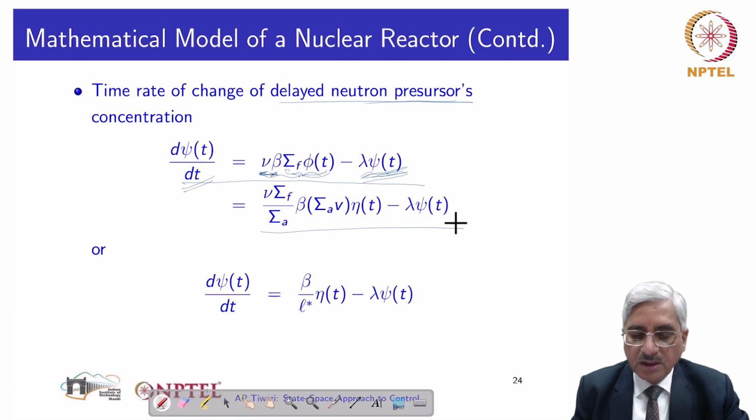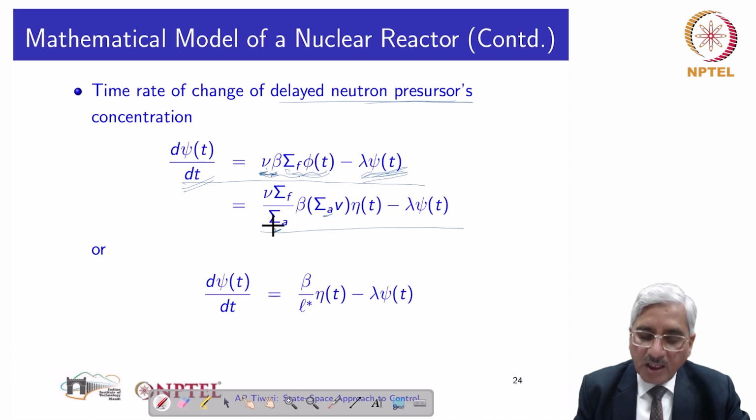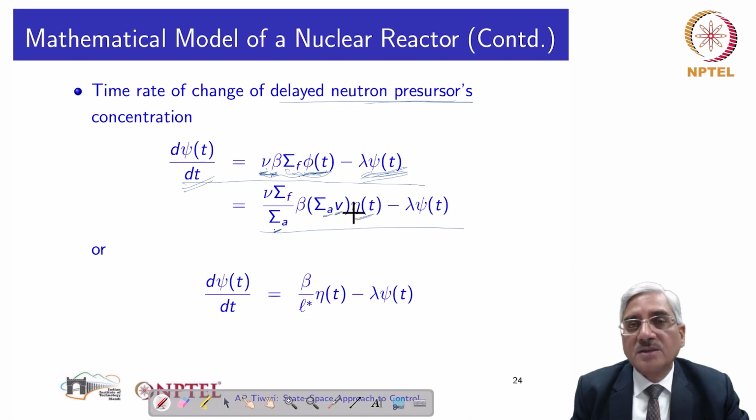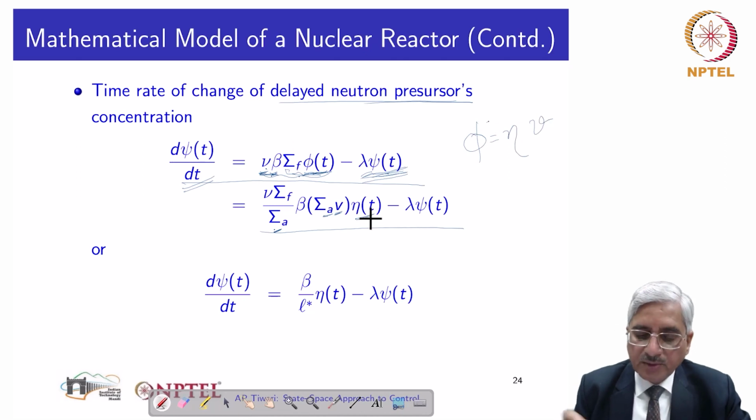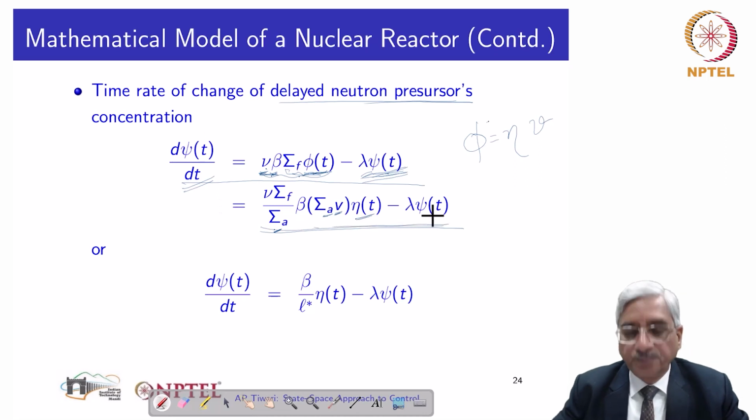and which becomes this. What we have done, nu sigma f we have divided by sigma a, and to balance we have also multiplied by sigma a. So nu sigma f by sigma a, and then phi t is expressed as V into neutron density. Phi is eta into V, neutron density into the velocity. So that substitution has been done, and so this comes into this form.